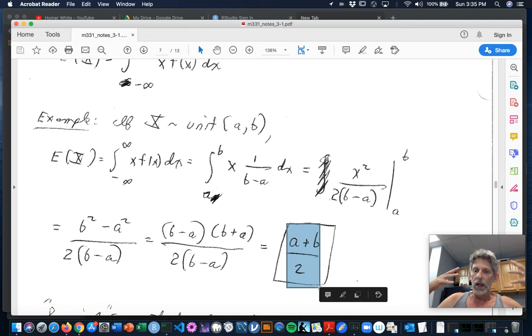(a plus b) over 2 is the real number that's exactly halfway between a and b. And if you are picking real numbers between a and b at random, equally likely to pick any one, on average, wouldn't you expect to get halfway between? So it works out.